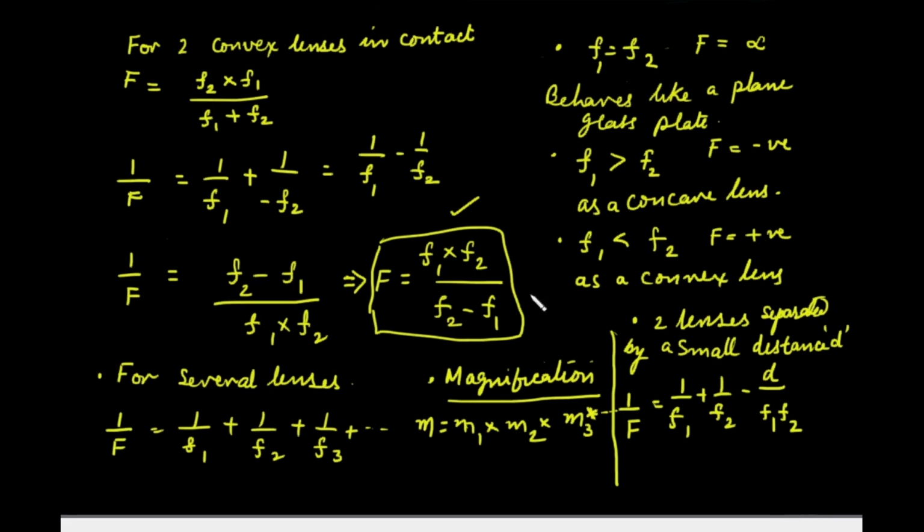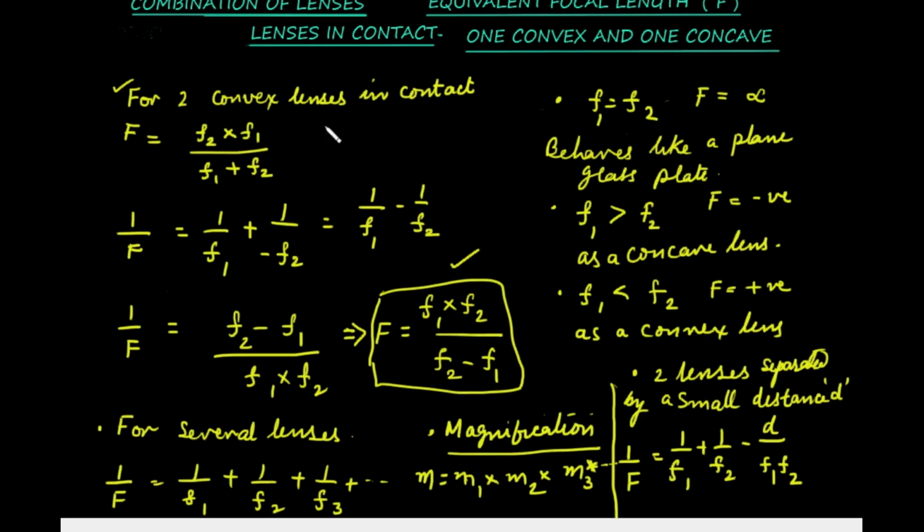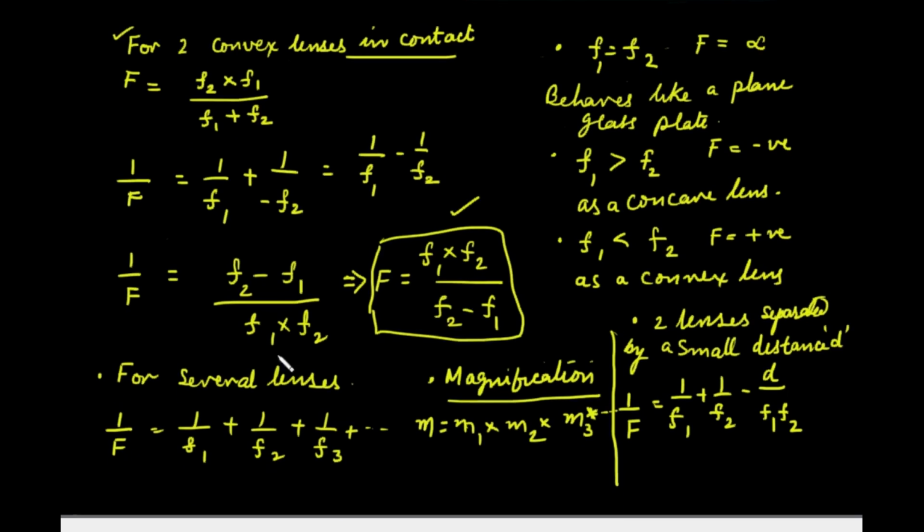So let us sum up what all points we have seen. First we saw the equivalent focal length for two convex lenses kept in contact. Then we saw the equivalent focal length for two lenses kept in contact wherein one is a convex lens and the other is concave. We got the equation F is equal to F1 into F2 by F2 minus F1. We discussed three situations under this. That is, when F1 is equal to F2, then F1 is greater than F2, third one, F1 is less than F2.